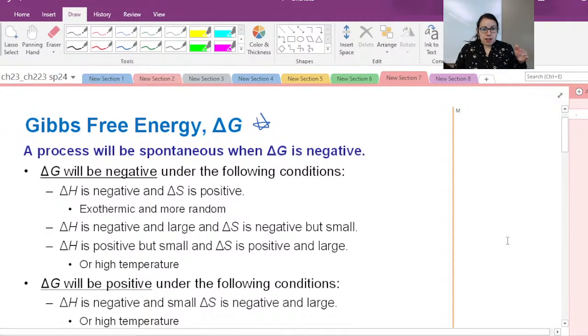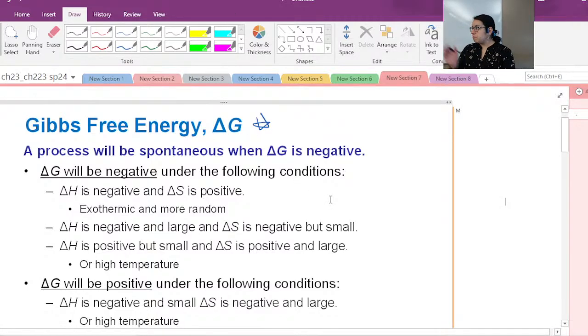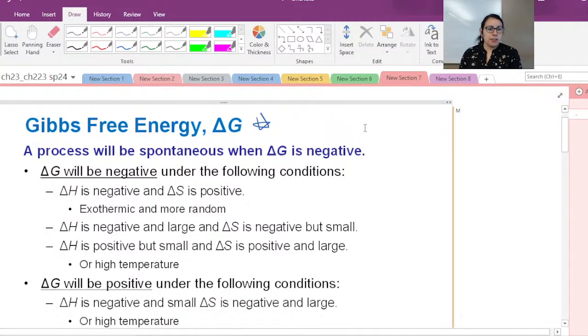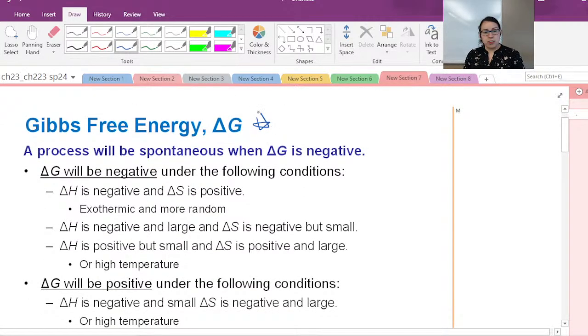Before we dive into the math, we want to at least predict under which conditions we'll have a spontaneous reaction. This is putting together everything we were saying before, and now we're going to quantify everything with our Gibbs free energy. Gibbs free energy is basically energy that is available to do work. This combines our enthalpy and entropy conditions.